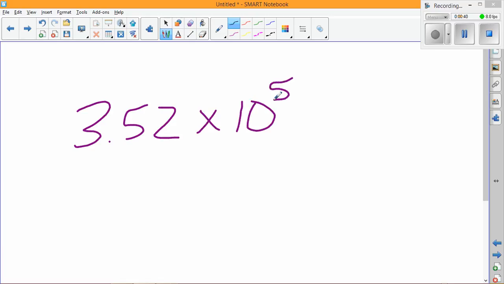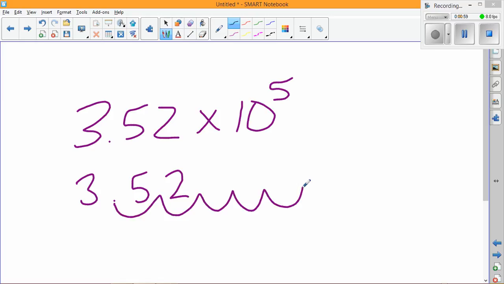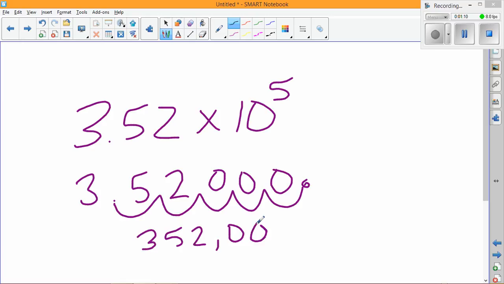So for example, we have 3.52 times 10 to the 5th. And each place value we've been learning is a power of 10. So what this means is we take 3.52 and we're going to go 5 powers of 10. So that means 5 place values. So we got 1, 2, 3, 4, 5. And we move the decimal. And then all these blank places we need to put a placeholding 0. So we end up with 352,000.